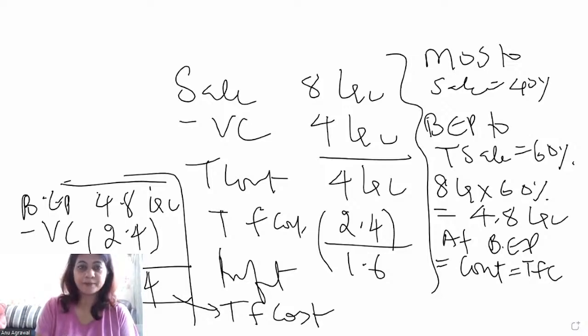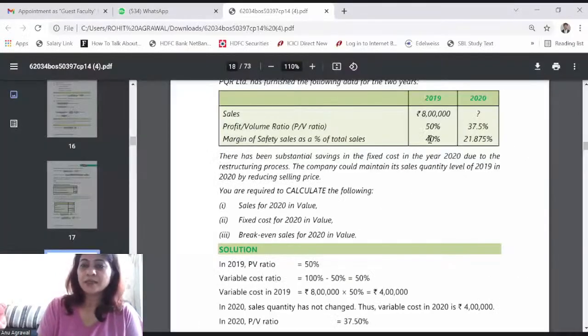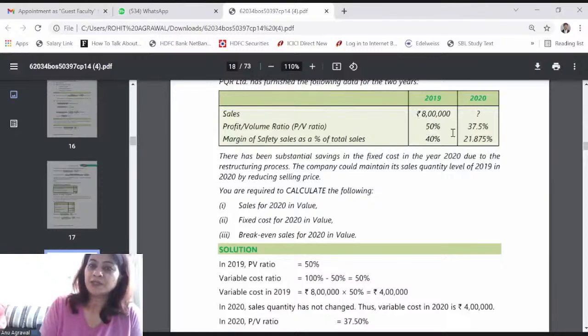So I think now, if you actually do it, things are easier for us. I know my fixed costs. Once I know my fixed costs, I know what is going to be my sales. My profit volume ratio is 37.5%, right? That means variable cost will not change.